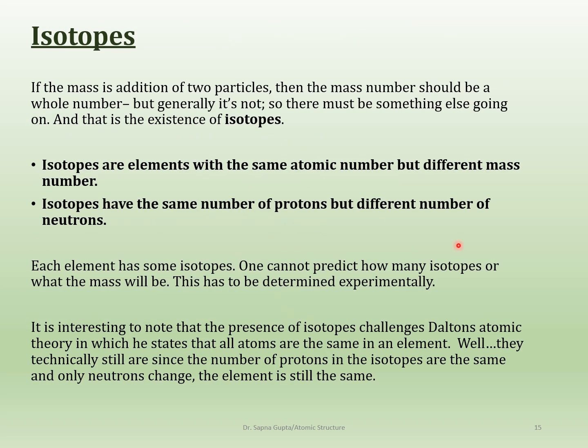Another thing we want to talk about before we move on from this section is isotopes. Isotopes gave a little bit of a challenge to Dalton's atomic theory. Dalton's atomic theory said that all of the atoms in an element are exactly the same. It turns out that this is not quite true. Elements actually have atoms that have a different mass. The mass number is just a little bit different.